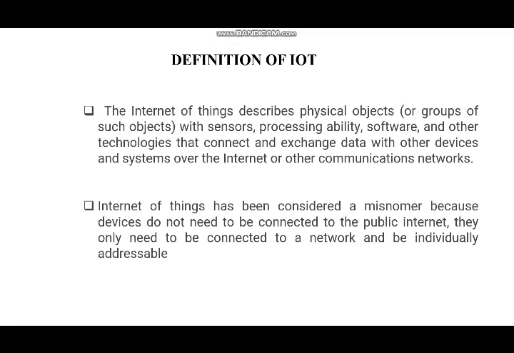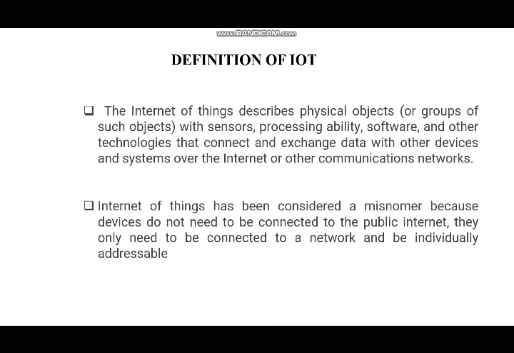or a group of such objects, with processing ability, software and other technology, that connect and exchange data with other devices. It can be connected with the microcontroller to exchange data with the cloud or mobile over the internet. The cloud communicates with the application. If I subscribe with the client ID, I can receive the information about the temperature of the room. So the Internet of Things is very essential and very useful in future.